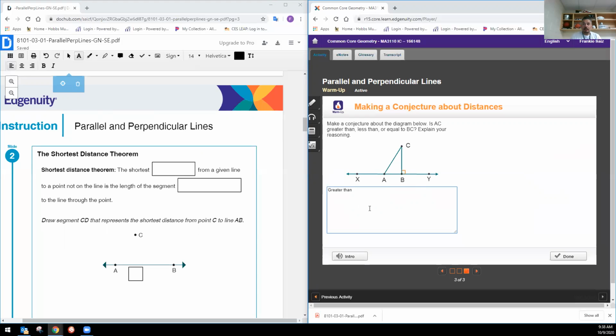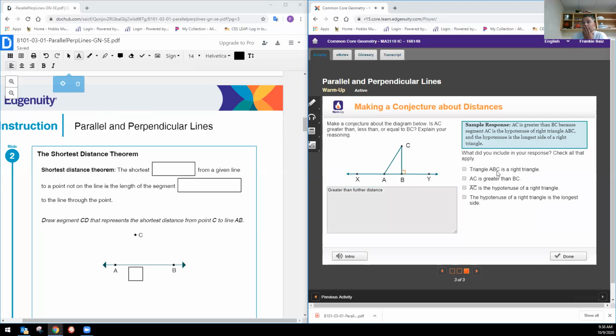Okay, and it's because it's a further distance. Let's see if that's correct. Okay, AC is greater than BC because the segment AC is the hypotenuse of a right triangle ABC, and the hypotenuse is the longest side of a right triangle.